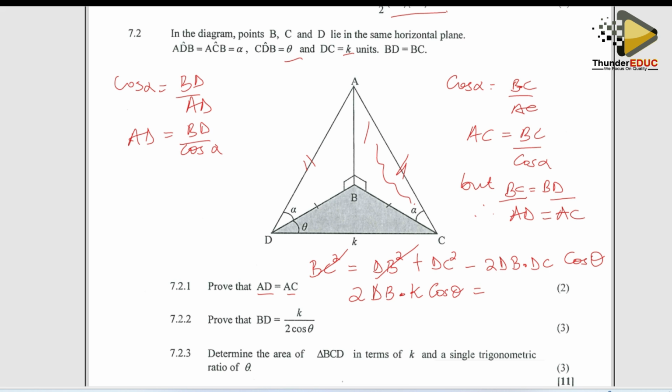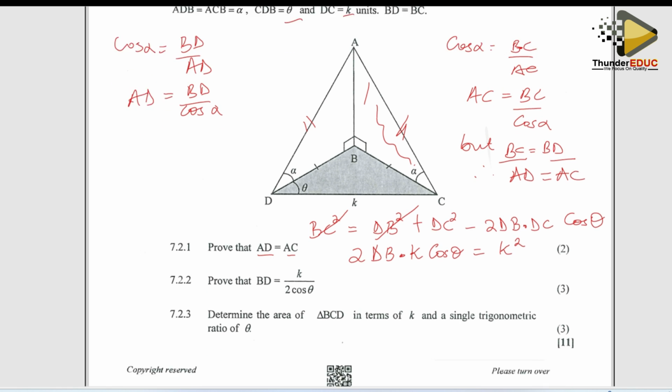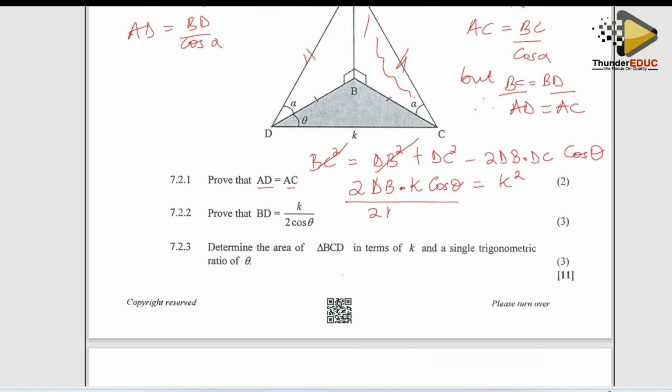Cos of theta is equal to K squared. We want the DB, so divide both sides by 2K cos theta. So this 2 cancels that, this cancels that, this cancels that. So we're left with the DB or BD. Cancel this K with one of the K's. So K over 2 cos theta, just the way they want it. So we're going to use just the cosine rule and prove that.